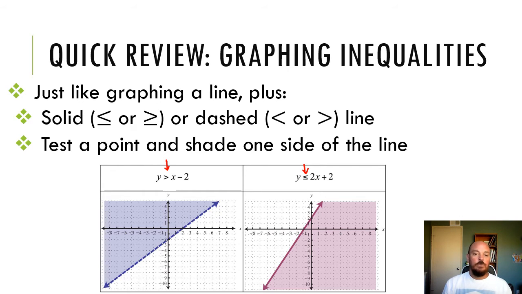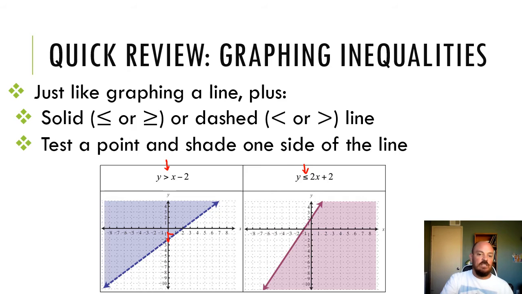From there, you would graph the line normally, like the first one, just the line is like y equals x minus 2. The y-intercept is -2, that's right here. The slope is 1, so it's up 1 over 1. And you would draw the line that way. Then you would test a point and shade.